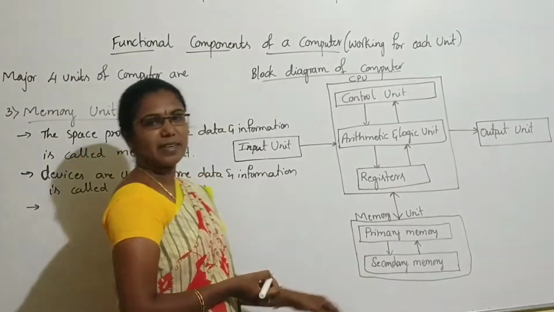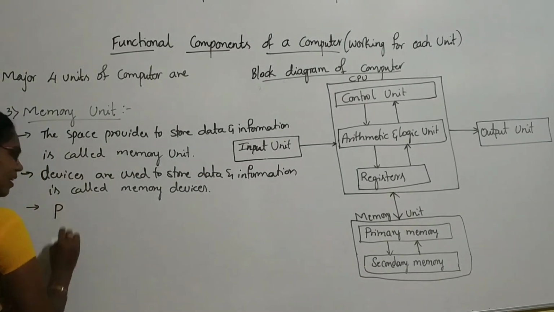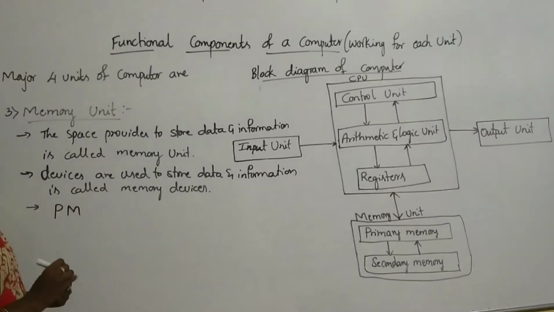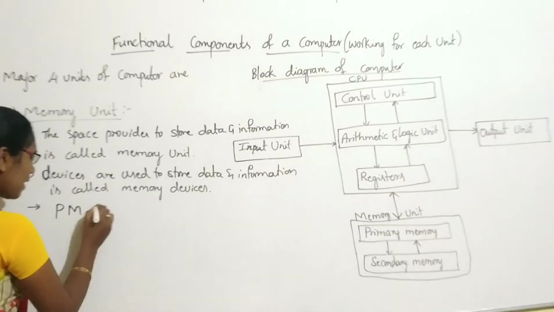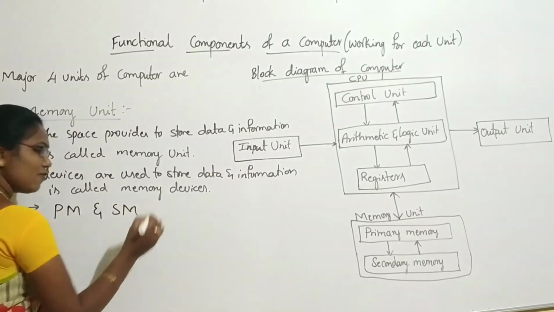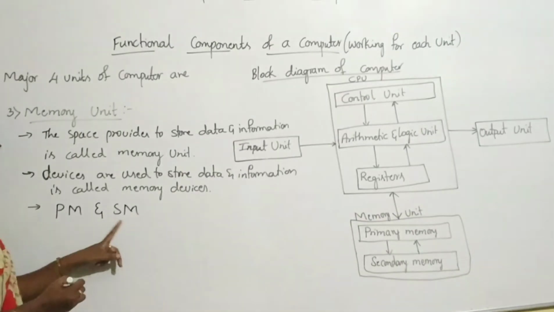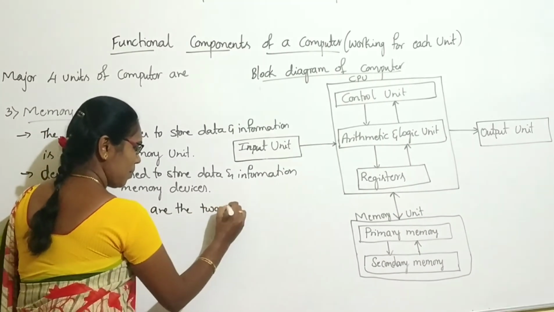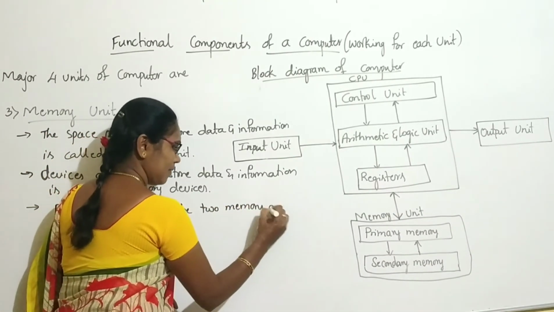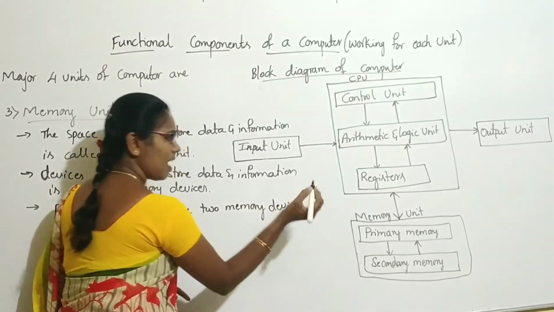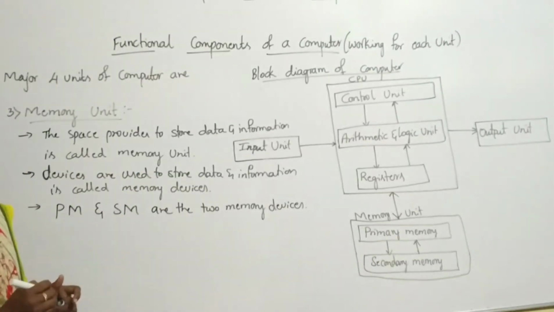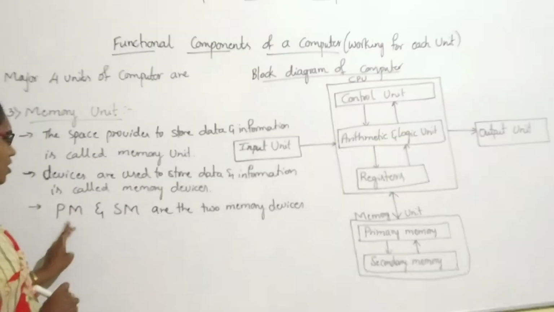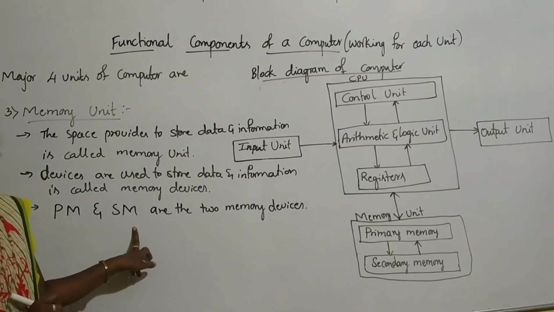Primary memory and secondary memory. I will write it in short form. Here PM stands for primary memory and SM stands for secondary memory. Primary memory and secondary memory are the two memory devices. Each and every computer has memory devices to store data and information. There are two types of memory devices available, primary memory and secondary memory.